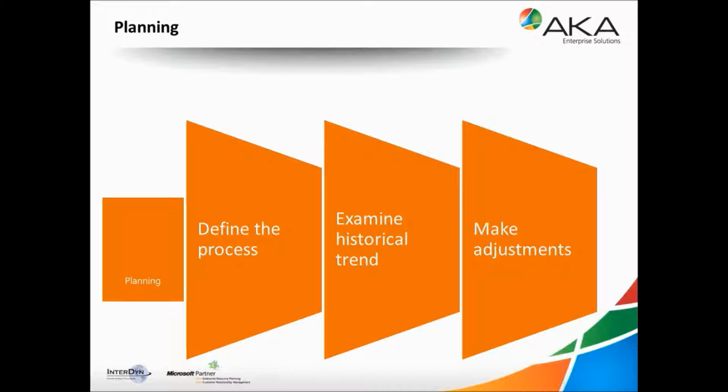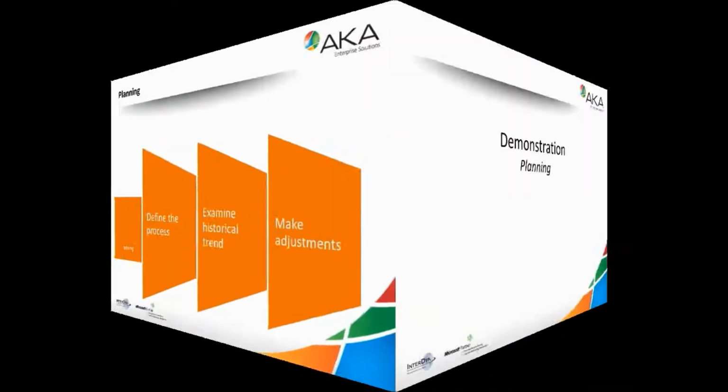So typically in the planning process, we first have to define the process. How are we basing the budget? Are we using last year's actuals? Are we using last year's budgets? Are we giving it lifts? Are we giving it lifts in certain sections? And then once you do that, you want to examine historical trends. So you want to be able to take that budget and bring in last year's or 5 years ago and be able to see what's going on and what the trend is, so you can go ahead and make some good budgeting decisions. And then once that's in place, you want to go ahead and make some adjustments.